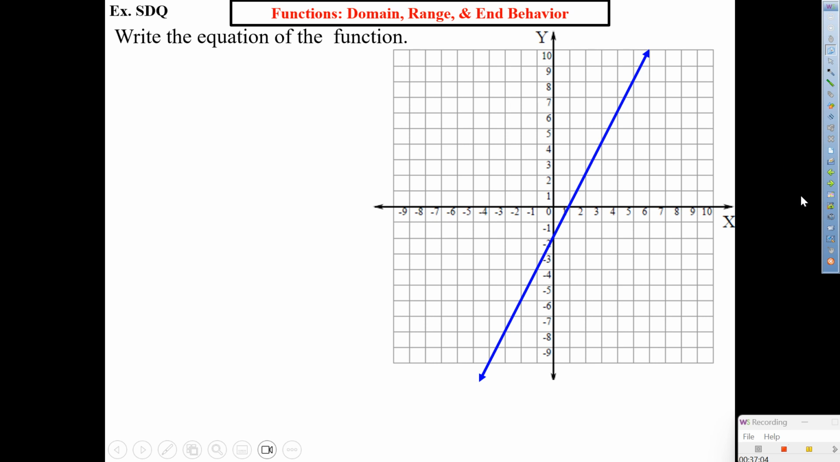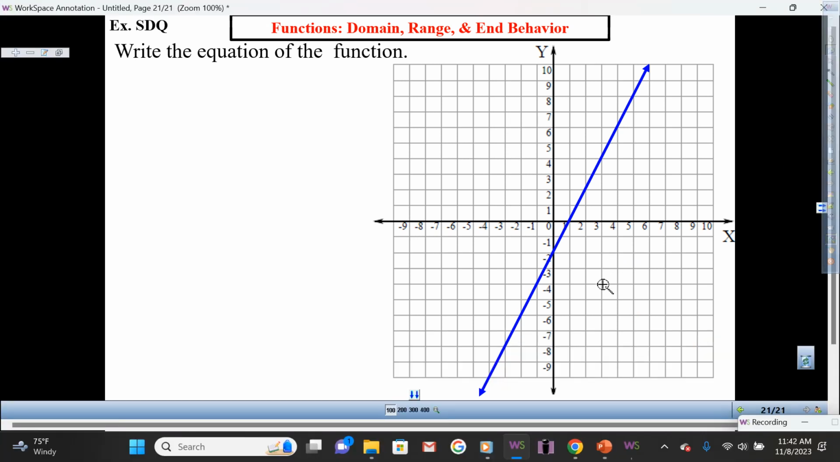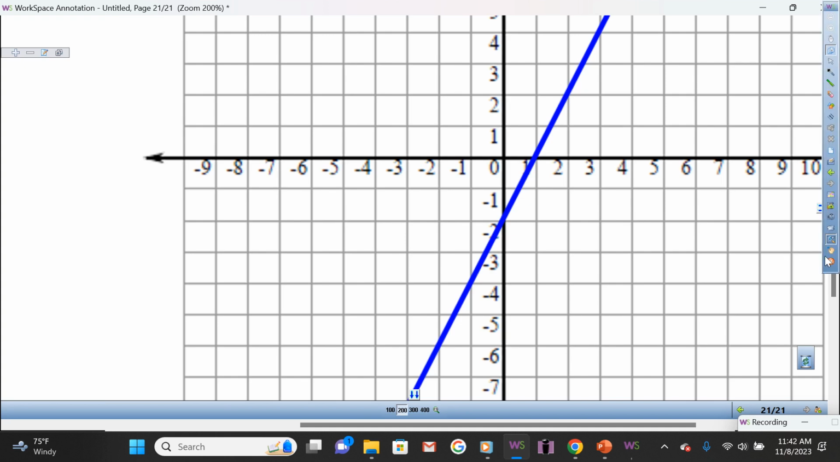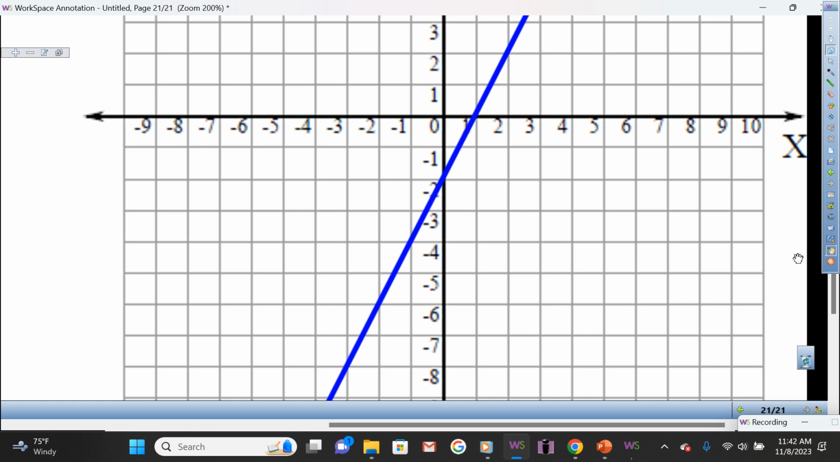One more practice problem. Let me zoom in. Write the equation of the function. So now we practice some of these and some of the others. So this time I won't give you a reference point. You make it up from there, from what you see. And let's see what you get.